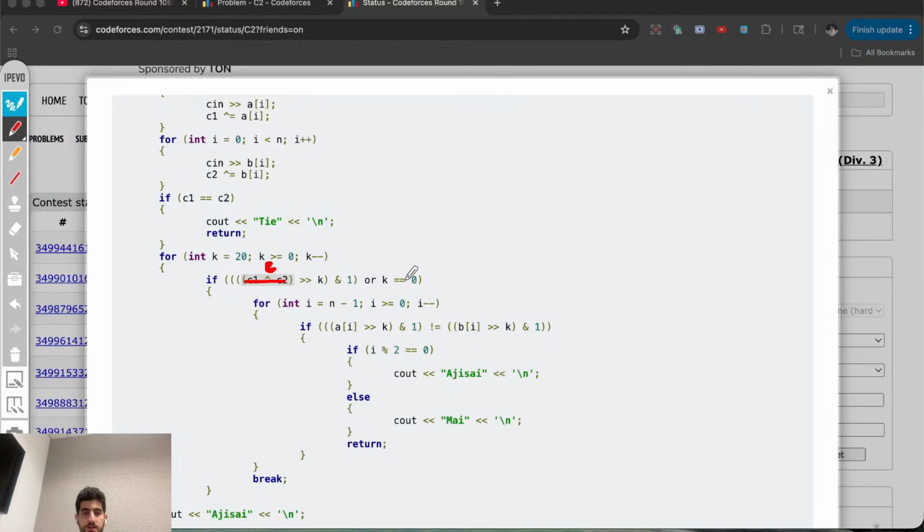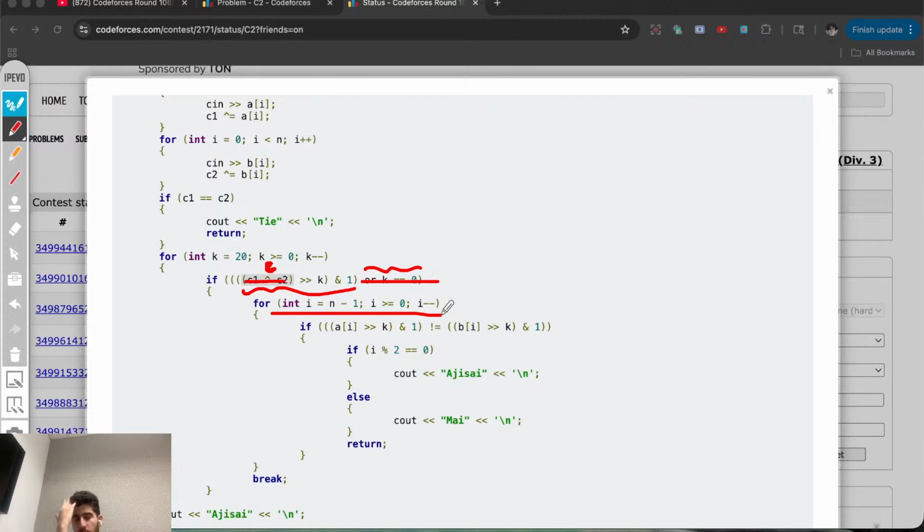Once he finds the first position where we have an odd number of them, he will start from n minus 1. I think he didn't need this or k equal to 0 as well, because there definitely will be some such position, so by the time we come to 0, some of them hit here. So I think this was not needed too. Anyway, we say that if A_i shifted right by k and 1 is not equal to B_i shifted right by k and 1, this is finding the last meaningful position. He's starting from the end and goes back, trying to find the last meaningful position.